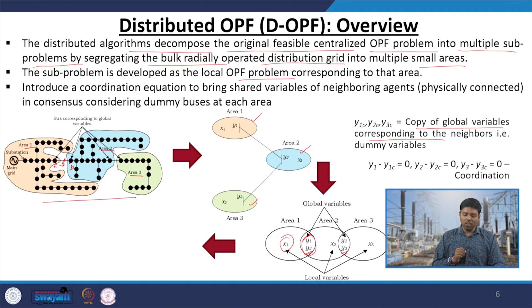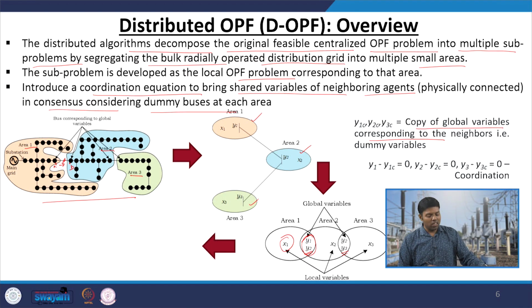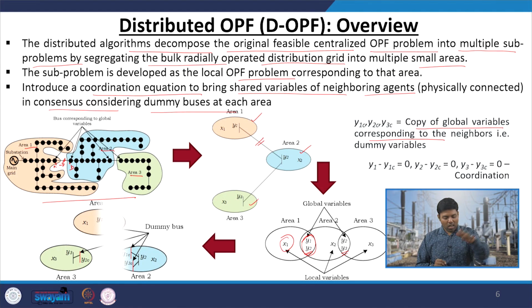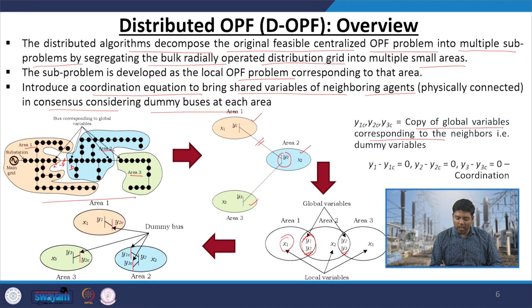Now, how to solve this? By introducing a coordination equation to bring the shared variables of neighboring agents into consensus, considering dummy buses at each area. That means we will disconnect this model by proposing dummy buses. These are the dummy buses. So, the y2 variable will come as a dummy y2c in area 1. Similarly, the y1 variable will come as y1c in area 2.